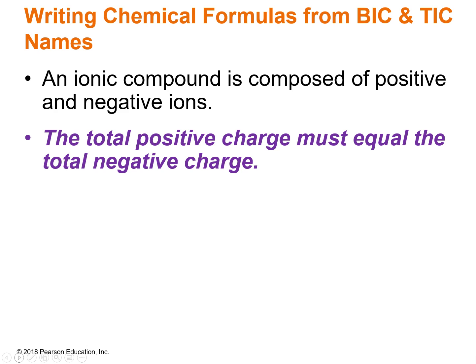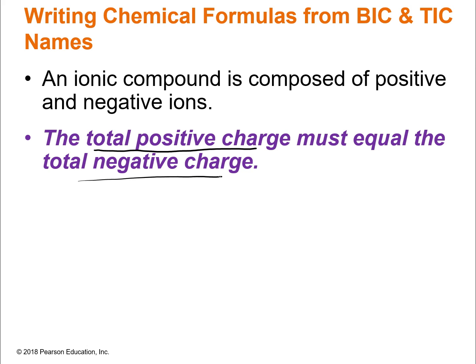Anyway, we wrote the name from the chemical formula. Now we've got to go in the opposite direction. Take the name and write the chemical formula. So remember that an ionic compound has positive and negative ions. And we were kind of doing that with the ternary ionic compound, when we were looking at the different charges of the components of that compound. Remember that the total positive charge must equal the total negative charge.